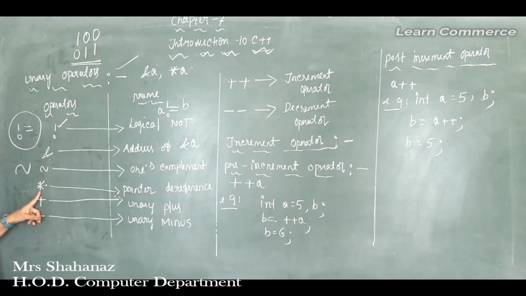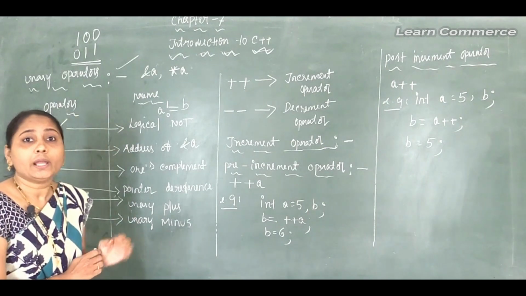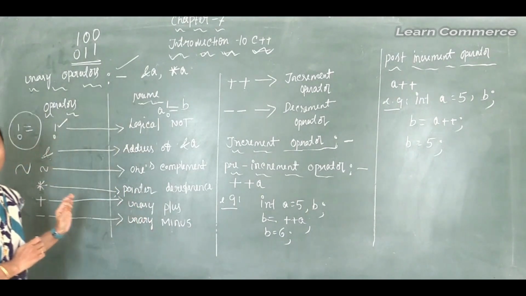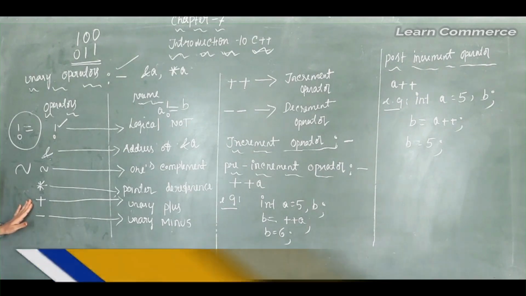Next one looks like the star operator. Such an operator is called the pointer dereference operator. Okay, the pointer dereference operator. So we can say it is used along with the operand, whenever we use an operand, we use that operator.